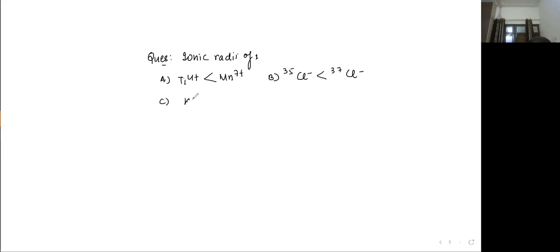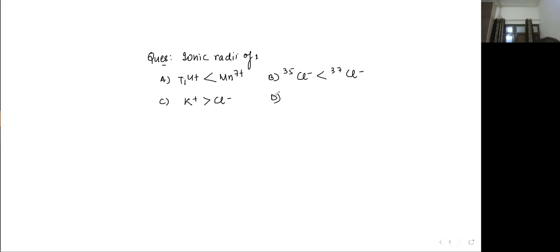Question is: ionic radii. You have to select the correct answer. Ionic radii of A, Ti4+ greater than Mn7+; B, Cl-35 greater than Cl-37; C, K+ greater than Cl-.